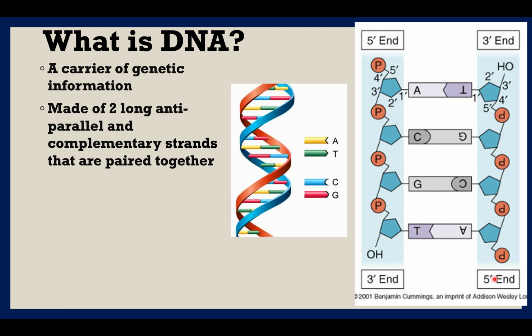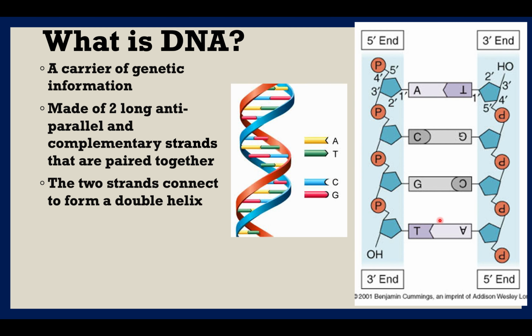That is antiparallel. Complementary refers to what's going on here with the bases. For example, A complements with T and C complements with G. And that is what you see all across the DNA strand. The two strands connect to form a double helix. Now, they don't look as straight as they do here. This is just for clarity.